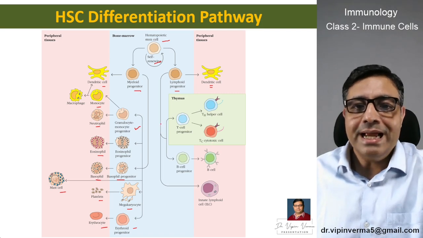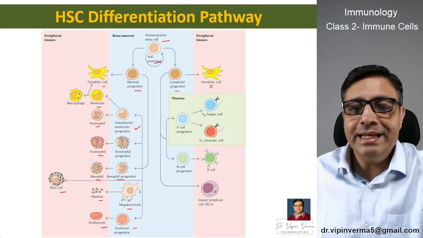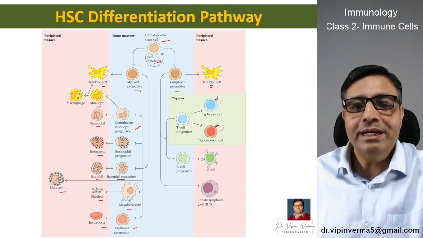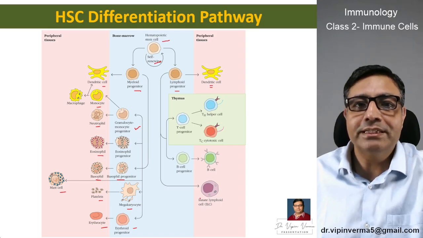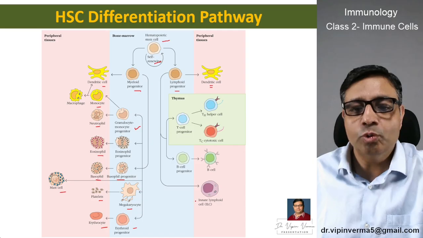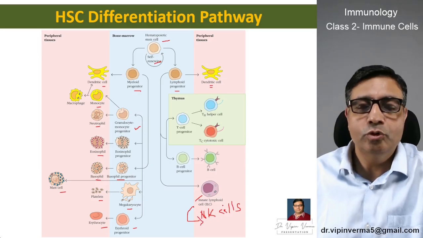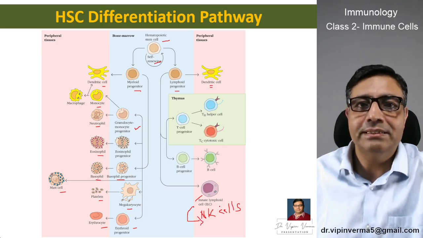Okay, and these lymphoid progenitors can also give rise to innate lymphoid cells. So innate lymphoid cells are different cells which are actually lymphoid cells, but which can show the innate response, and one of the examples is the NK cells or the natural killer cells. This is one of the examples of the innate lymphoid cells. So we will also see these cells.